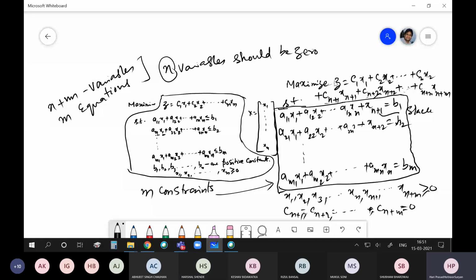Now let us say I make the first variable non-zero, but I make one of the slack variables 0. So I will get one solution. Like what will that be? x1 will be b1 by a11, and all these are 0, and xn plus 1 is also 0. Then I will substitute here. I have to pick up the maximum of these, so that will give me the maximum.